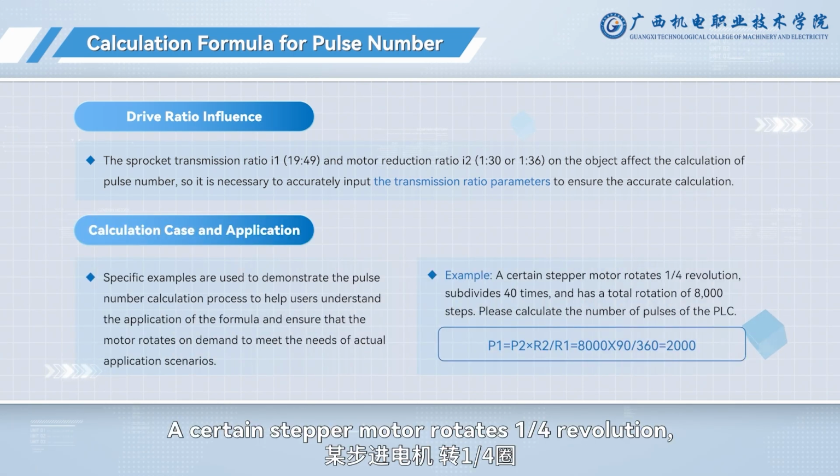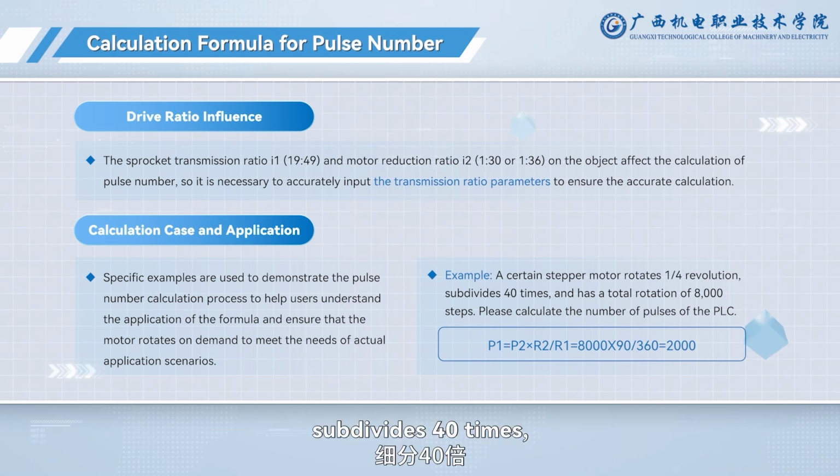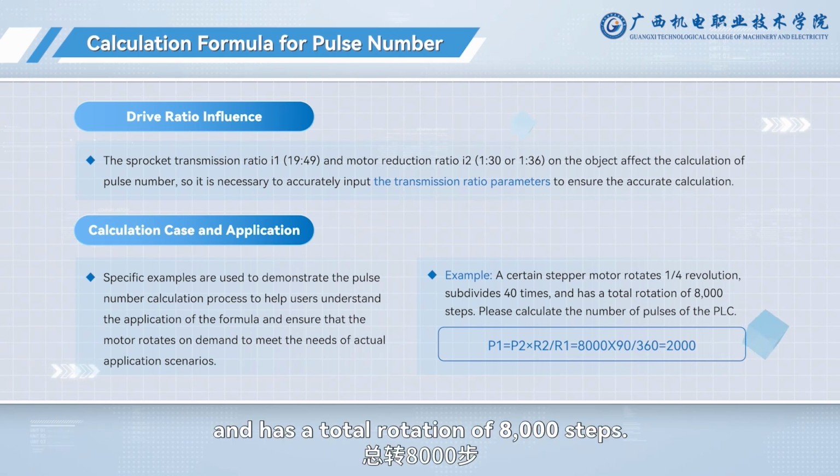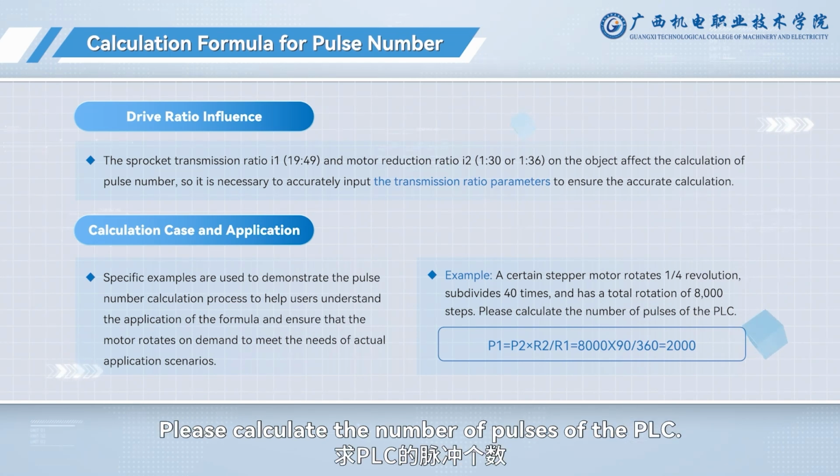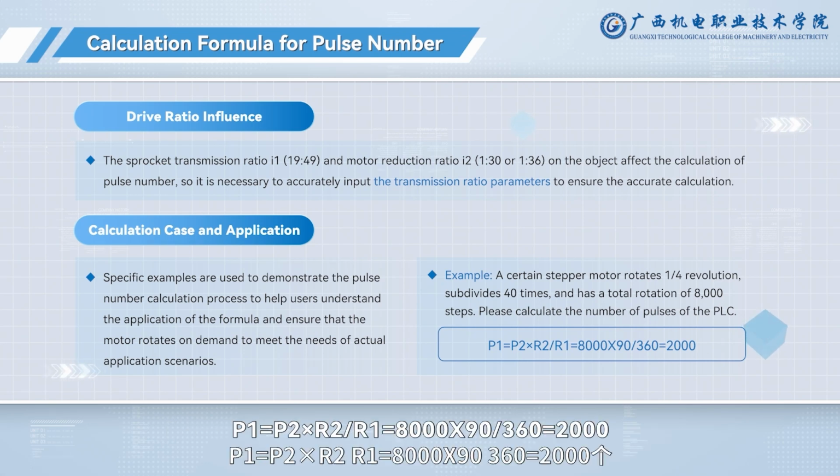Example: a certain stepper motor rotates 1/4 revolution, subdivides 40 times, and has a total rotation of 8,000 steps. Please calculate the number of pulses of the PLC. P1 equals P2 times R2 over R1, equals 8,000 x 90 / 360, which is equal to 2,000.